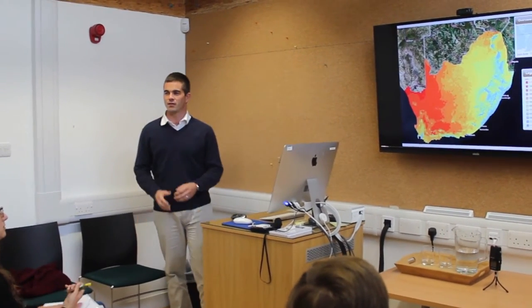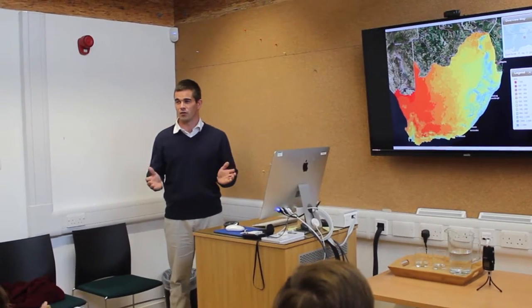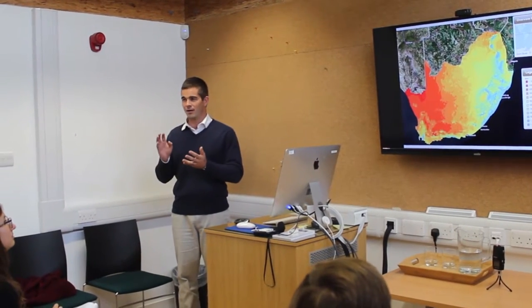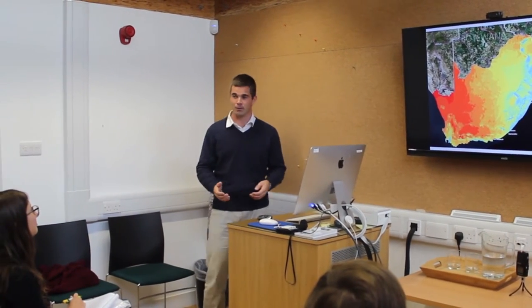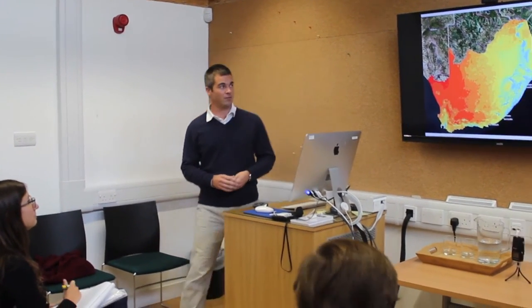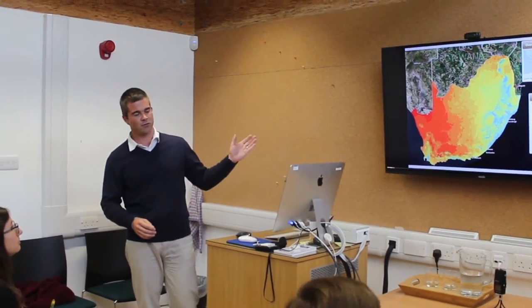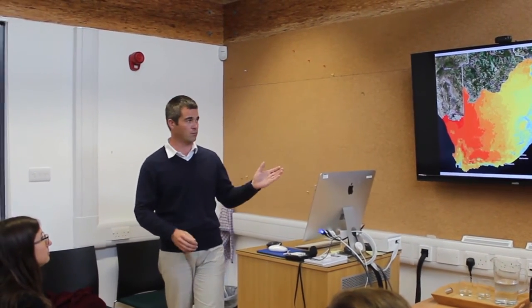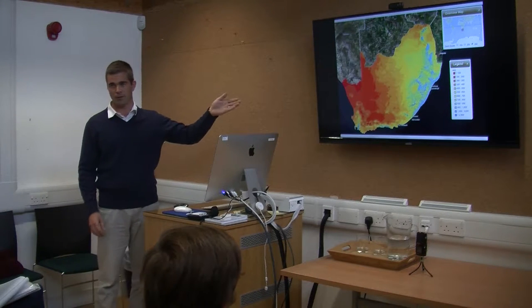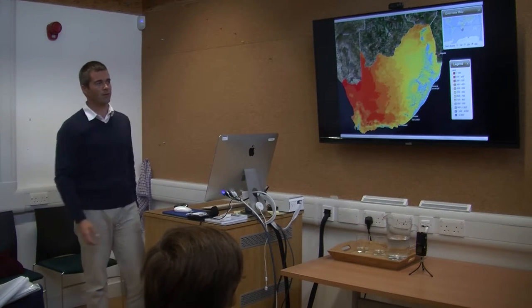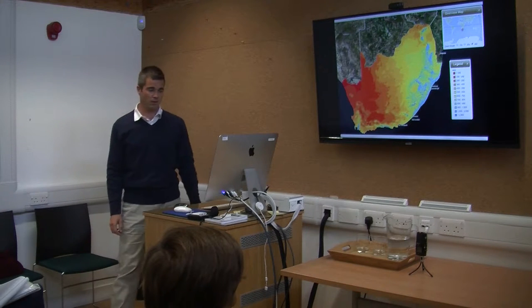Right, so South Africa is a beautiful country. It's very diverse in terms of climate, soil, animals, ecology, and people. This is a rainfall map, which just shows how diverse the rainfall is as well. It decreases in the west from about 100 millimeters per year to more than 1,000 millimeters in the east.